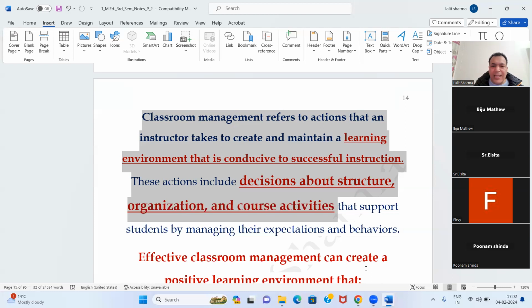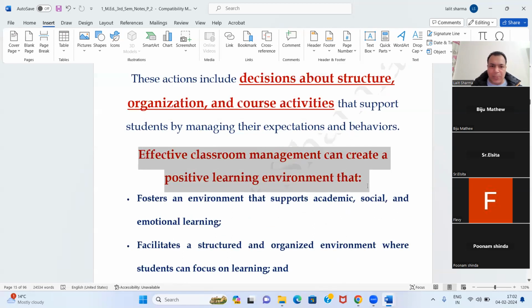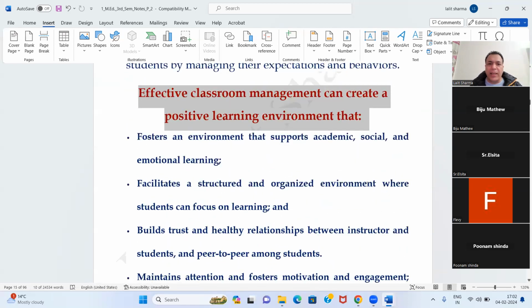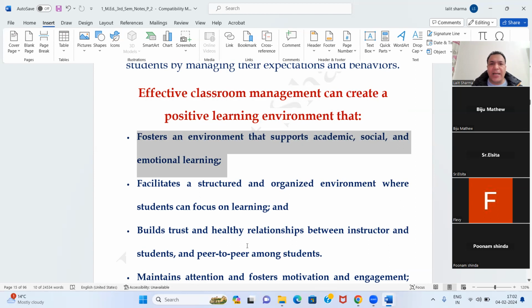Got it? Classroom management refers to the actions that an instructor takes to create and maintain a learning environment that is conducive to successful instruction. These actions include decisions about structure, organization, and course activity that support students by managing their expectations and behavior. Now look, from here the concept will be more clear regarding classroom management. Effective classroom management can create a positive learning environment.